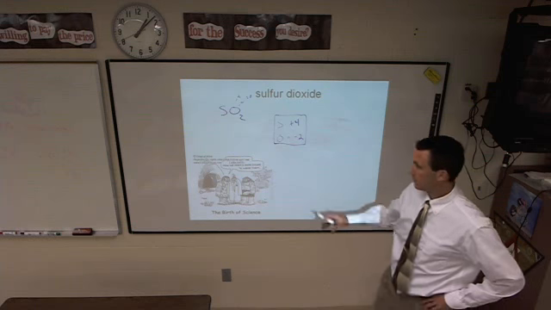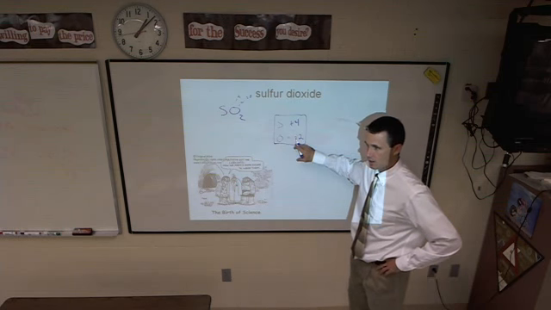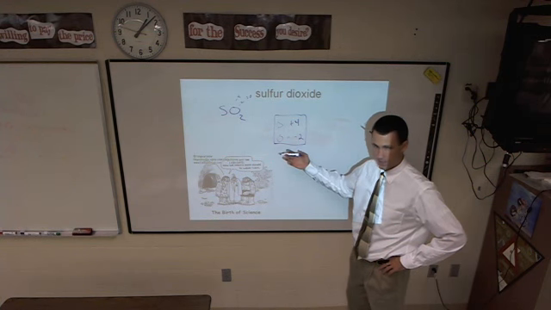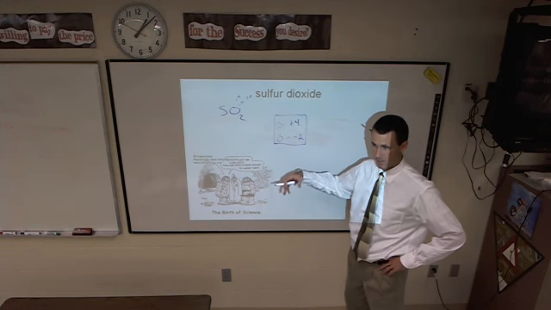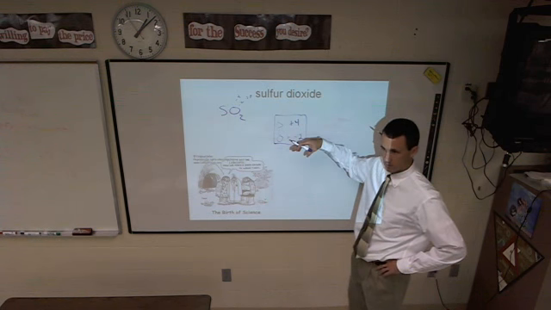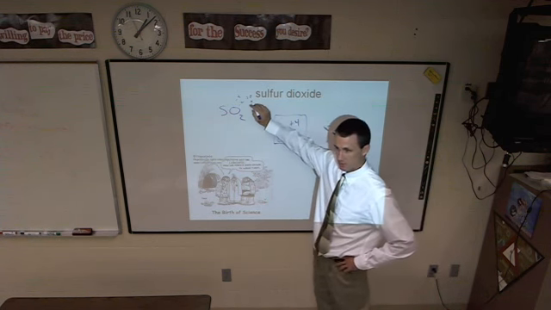What's that mean? If something has a -2 charge, did it gain or lose electrons? Gained. And if it's 2, it gained how many? 2. So what did sulfur do? Lost 4. Do you see how that balances the charges out to 0?